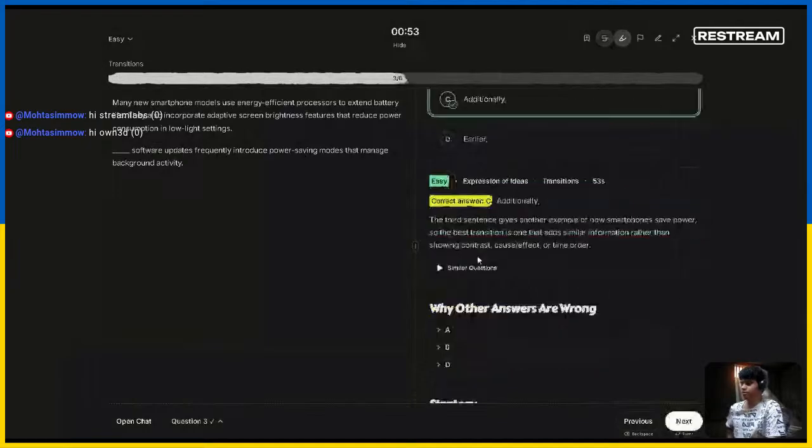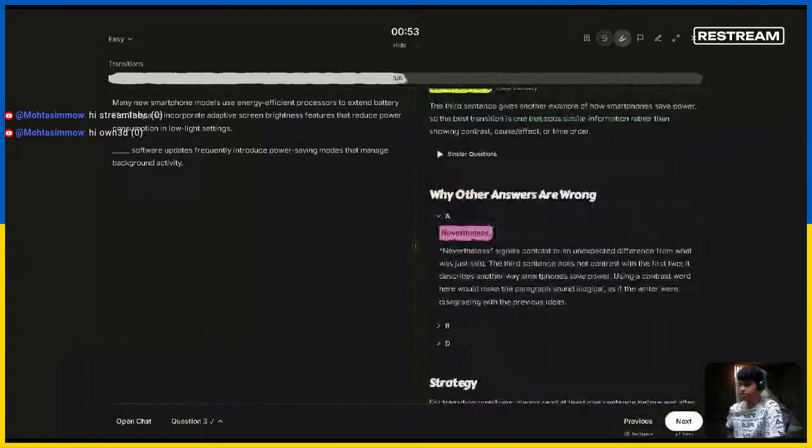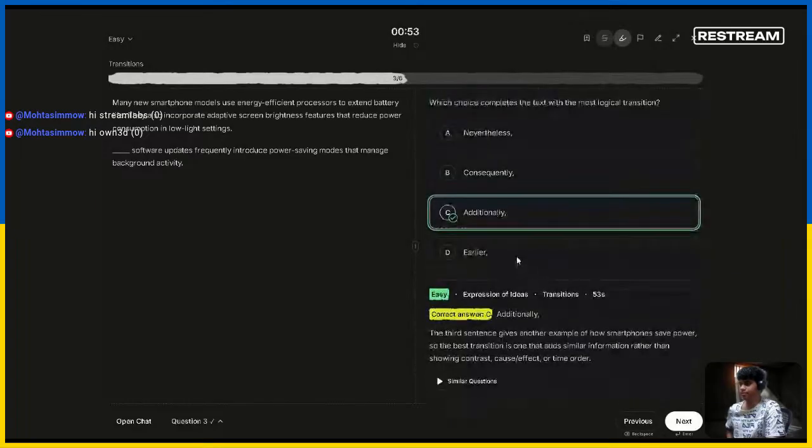I want to see what nevertheless is useful. Nevertheless signals contrast, or an unexpected difference from what was just said. The third sentence does not contrast with the first two. It describes another way smartphones save power. Using a contrast word here would make the paragraph sound illogical, as the writer would be disagreeing with the previous sentences.